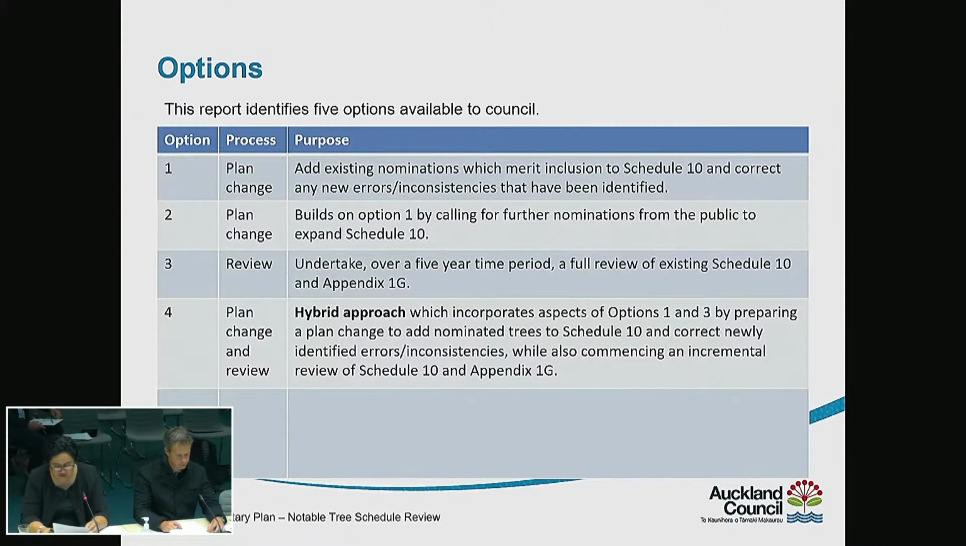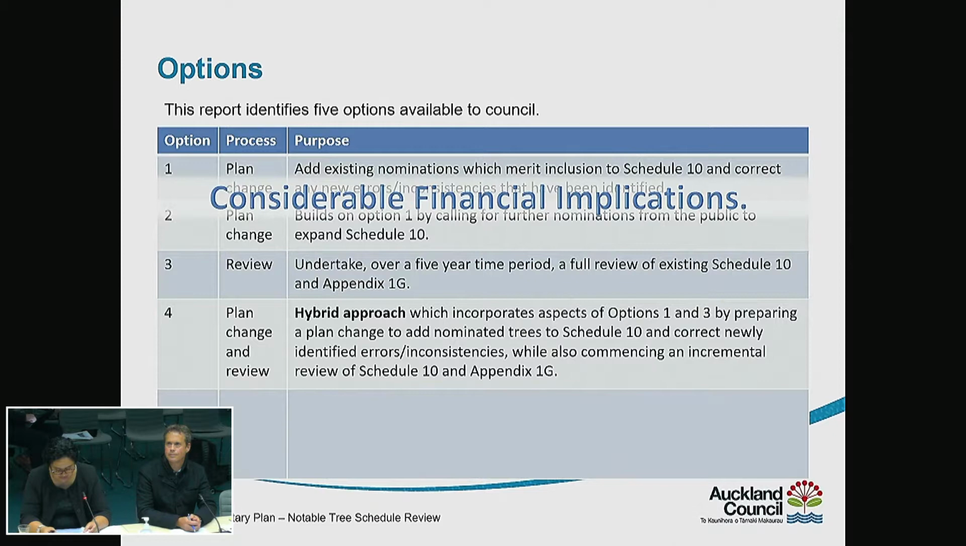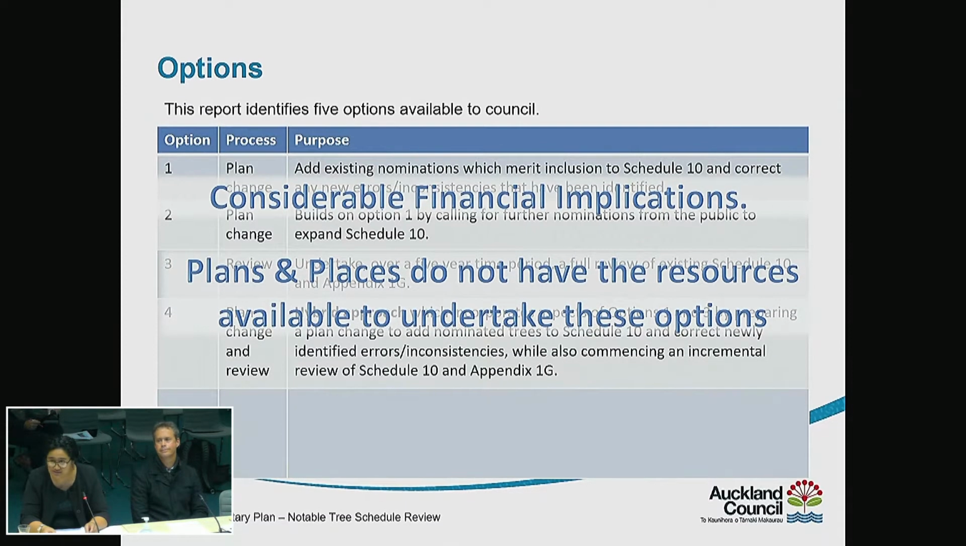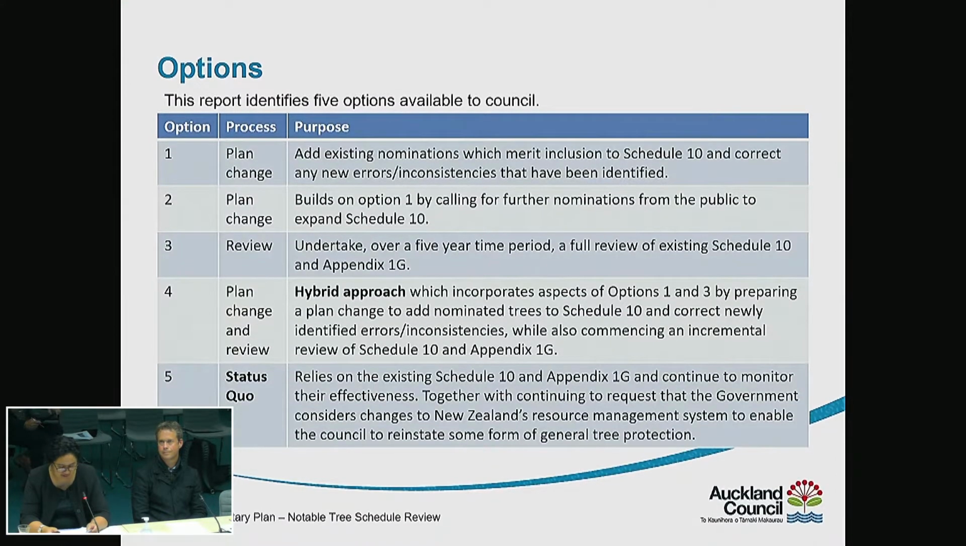Option 4 is a hybrid approach, which incorporates aspects of Options 1 and 3 by preparing a plan change to add nominated trees to Schedule 10 and correct newly identified errors and inconsistencies, while also commencing an incremental review of Schedule 10 and Appendix 1G. Each of these options has considerable financial implications. These costs cannot be met within current departmental budgets, and Plans and Places do not have the resources available to undertake these options.